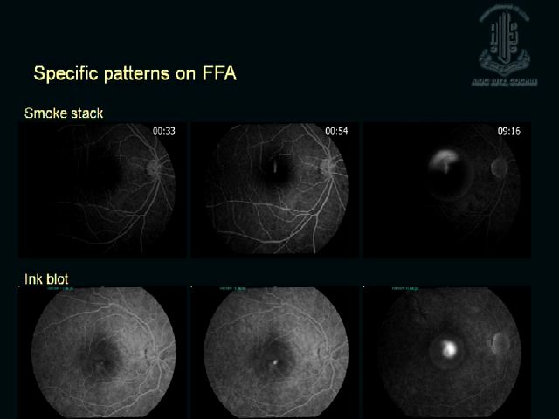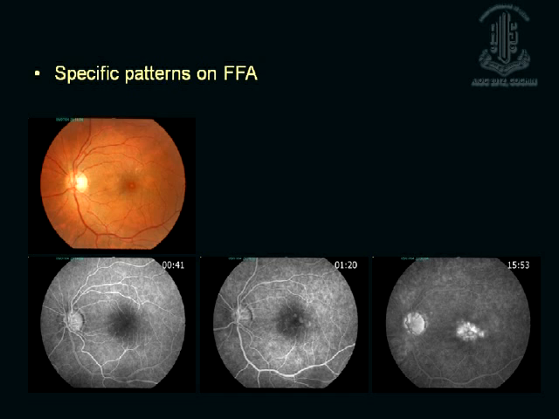Similarly, you have a small dot which goes on increasing, what we call an ink blot hyperfluorescence. This is again a very, very specific pattern, particular for a particular condition. So knowing these patterns helps you to arrive at a diagnosis. This condition, what we call a petaloid pattern or petaloid collection of fluid in the late phase, again gives you an idea that this is a particular condition, CME or whatever.